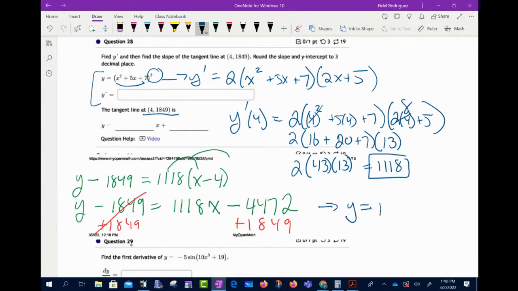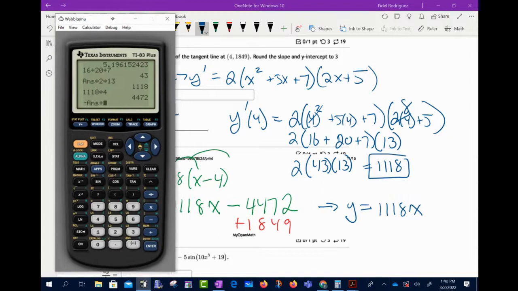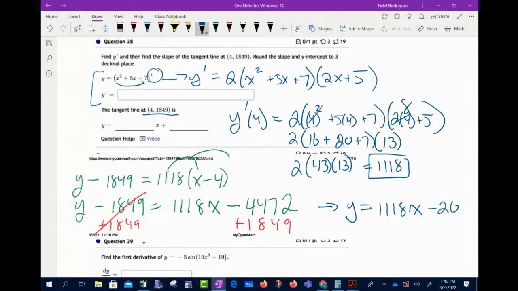So y equals 1118x, and then negative of my answer plus, what were we adding to both sides? 1849, and I'm coming up with a minus 2623 to go right here.